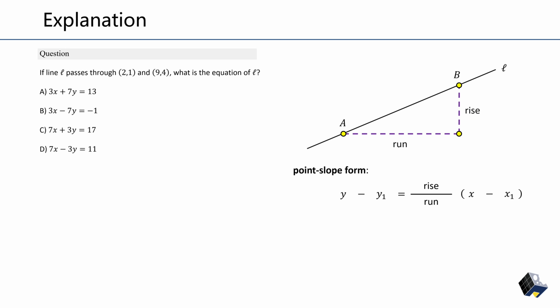First, we move rise to the left of the equation sign. It means that we multiply both sides by rise. Then, we use the distributive property to expand the equation.